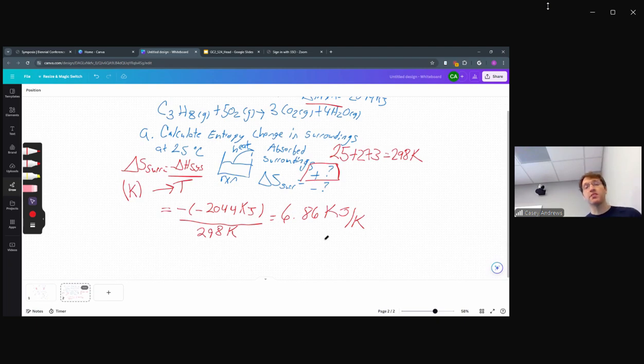But that is how much the entropy has changed. And it has increased. So our intuition is right? If you release heat into your surroundings, the entropy of your surroundings should increase. And they do. So that's the first calculation for this problem. Any questions about calculating entropy change if given delta H and temperature?